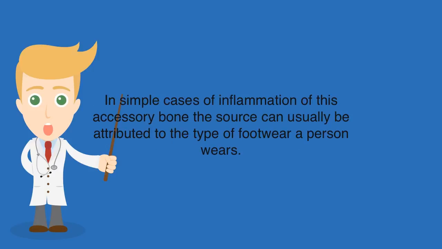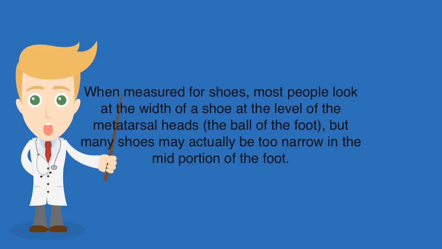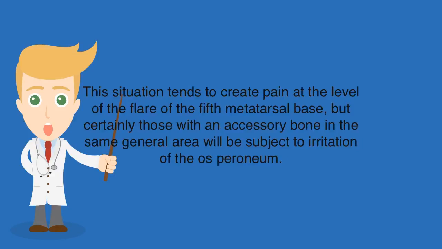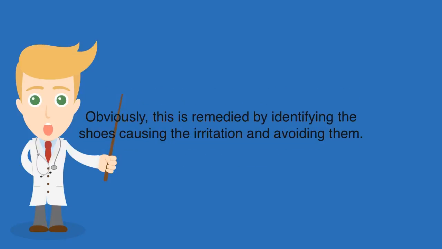In simple cases of inflammation of this accessory bone, the source can usually be attributed to the type of footwear a person wears. When measured for shoes, most people look at the width of a shoe at the level of the metatarsal heads, the ball of the foot, but many shoes may actually be too narrow in the mid-portion of the foot. This situation tends to create pain at the level of the flare of the fifth metatarsal base, but certainly those with an accessory bone in the same general area will be subject to irritation of the os peroneum. Obviously, this is remedied by identifying the shoes causing the irritation and avoiding them.